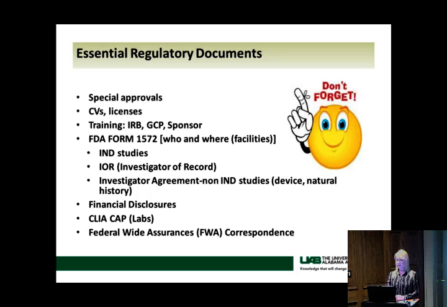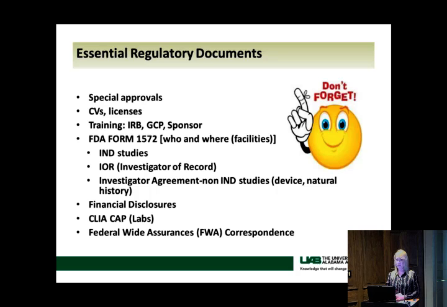So here I have a list of essential regulatory documents. As I said, this does not include all of your documents, but this is just an example of, if you need some kind of a special approval, it could be an FDA approval if it's an investigator-initiated study. Those CVs and those licenses, where are you keeping those? Where are you knowing that the people that are running your trial got the training to do what they're doing?